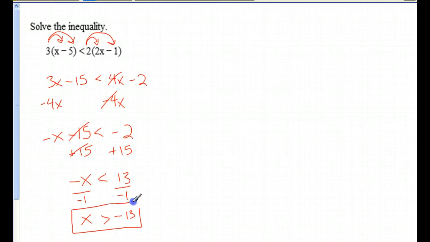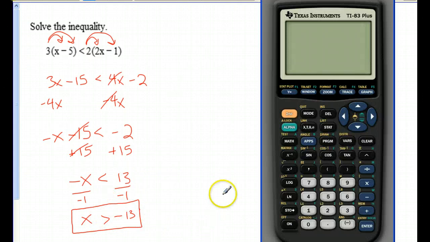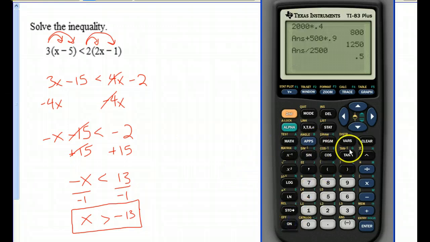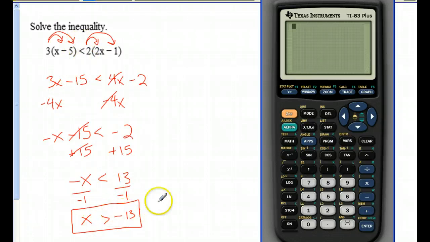And you just have to remember what an order sign means. What we were doing before was we were trying to find the one number that made the original thing true. But because it's an order sign now, there can be an infinite number of things that make it true. So pick a number that's greater than negative 13, like 0, and verify it makes it true.